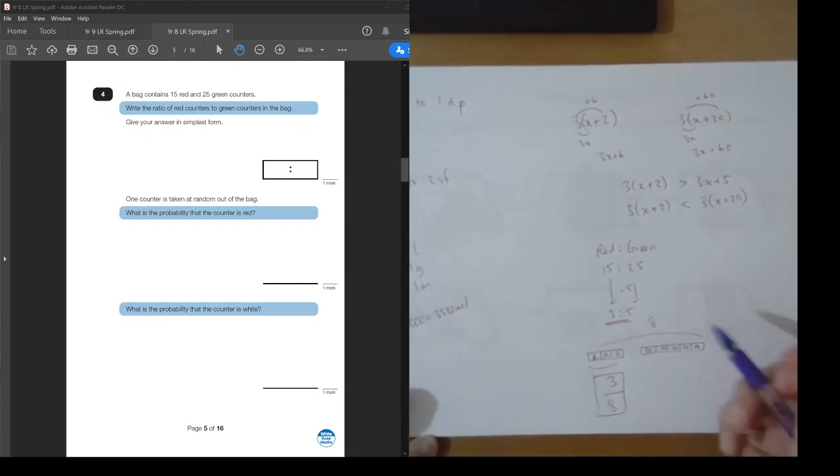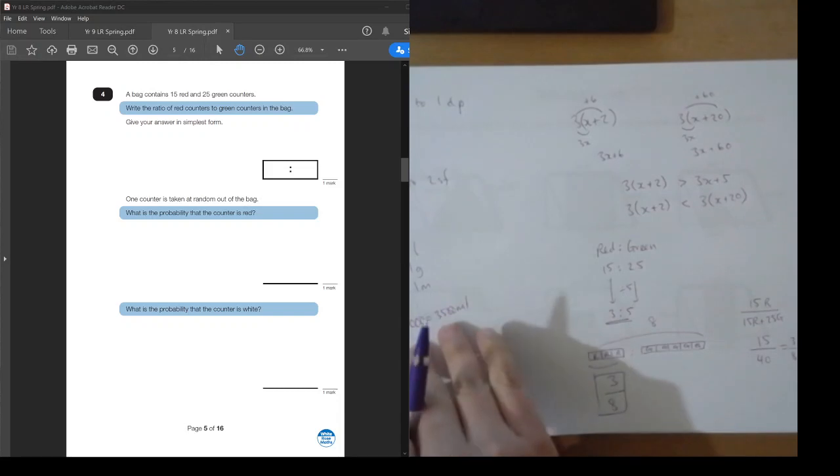Alternatively, you could have looked at the actual original and said, well, I've got 15 red and 25 green. So you would have said, well, 15 counters over 40 counters. That does simplify to 3 over 8. It's the same answer whichever way you did it.